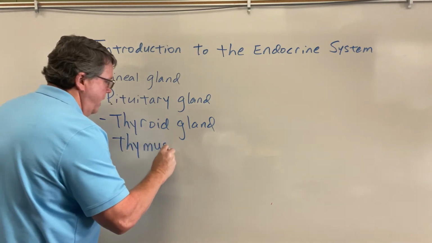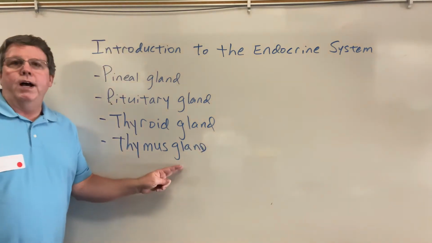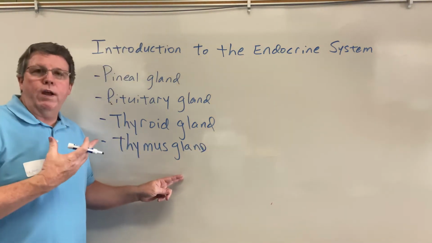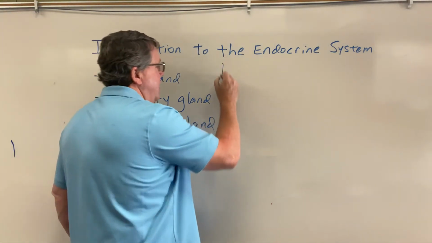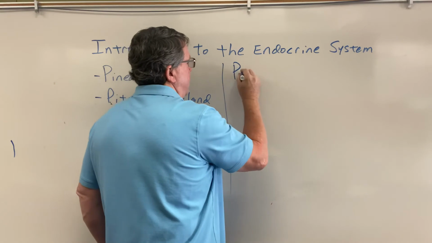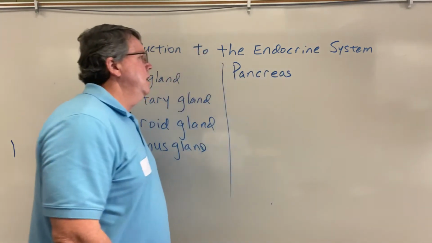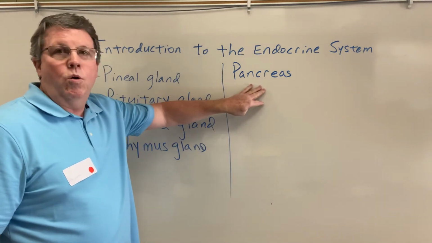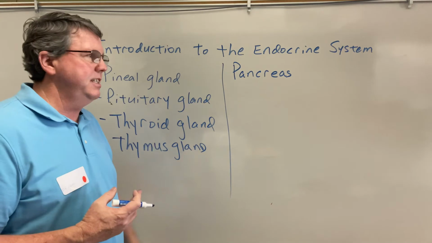And the thymus gland usually becomes inactive in adults. But for kids, this is where white blood cells go to mature. Okay, the next one we have is your pancreas. Okay, and your pancreas basically releases some hormones that have to do with digestion and putting sugar into cells and taking it out of cells.